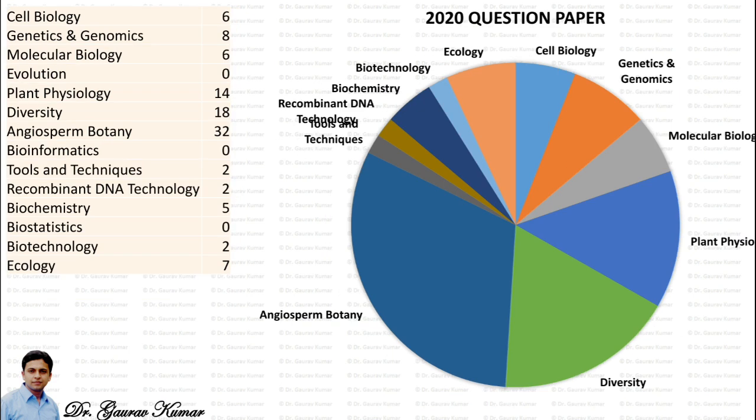In the 2020 question paper, again for angiosperm botany, they are giving a lot of preference. So from whatever source you are reading, just go through this angiosperm botany completely. And angiosperm botany includes the taxonomy part, the morphology, anatomy, the economic botany and the reproductive biology part. So just go through all those sections completely, because it is the major contributor of questions. Then there was diversity and then plant physiology.